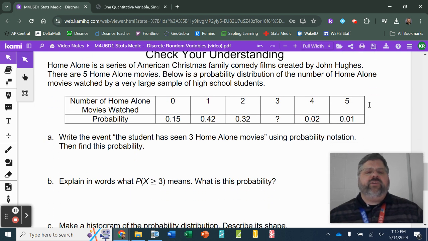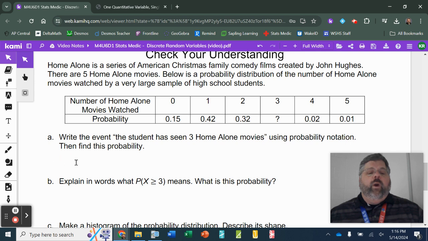with Check Your Understanding. So, Home Alone is a series of American Christmas family comedy films created by John Hughes. There are 5 Home Alone movies. Below is a probability distribution of the number of Home Alone movies watched by a very large sample of high school students. Write the event the student has seen 3 Home Alone movies using probability notation. Then find this probability.